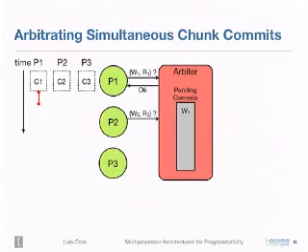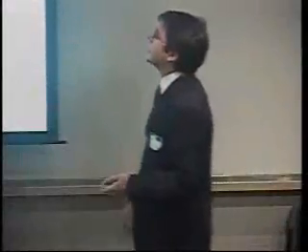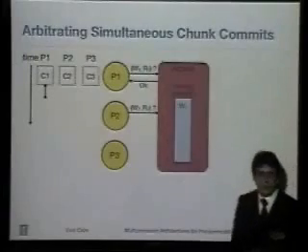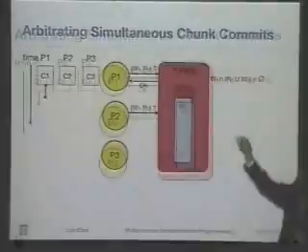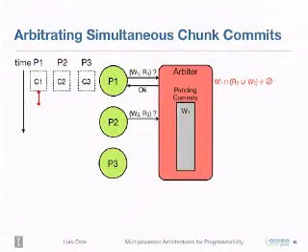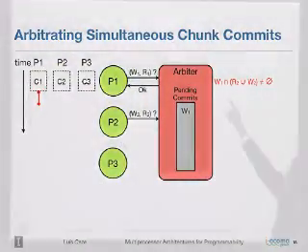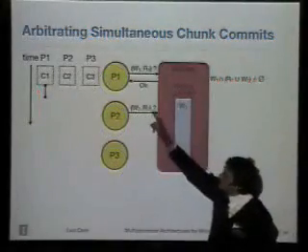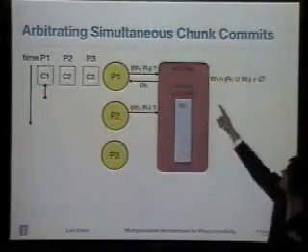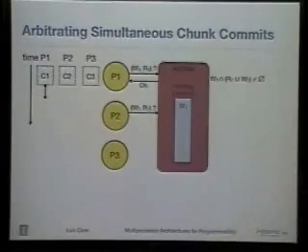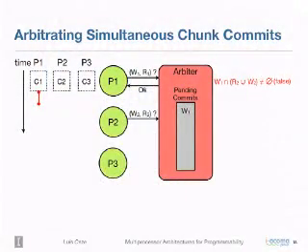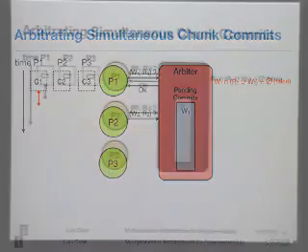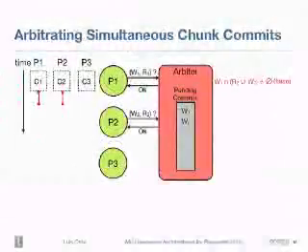So P1 is committing. Now P2 reaches the arbiter and requests commit permission and sends its write and read signature. Now there is pending commit W1. So the arbiter performs again a set operation to check if one of these incoming signatures from P2 overlap with the pending signature W1. In this case, it doesn't, because it checks if it's not empty. Sorry, yeah, so it's false, not empty. So it's empty. That means that P2 is allowed to commit.